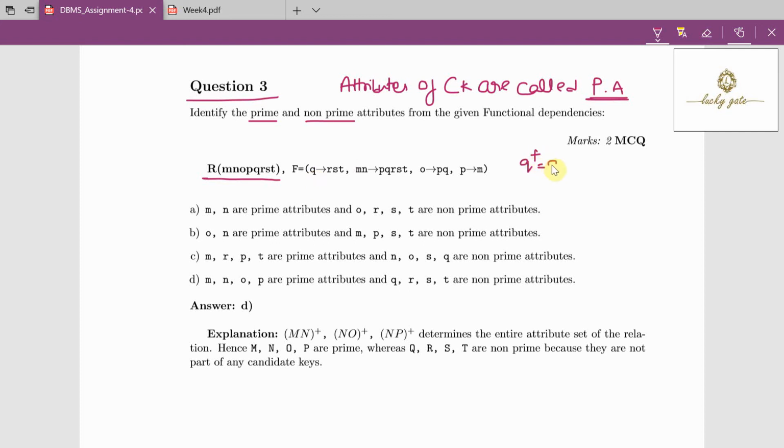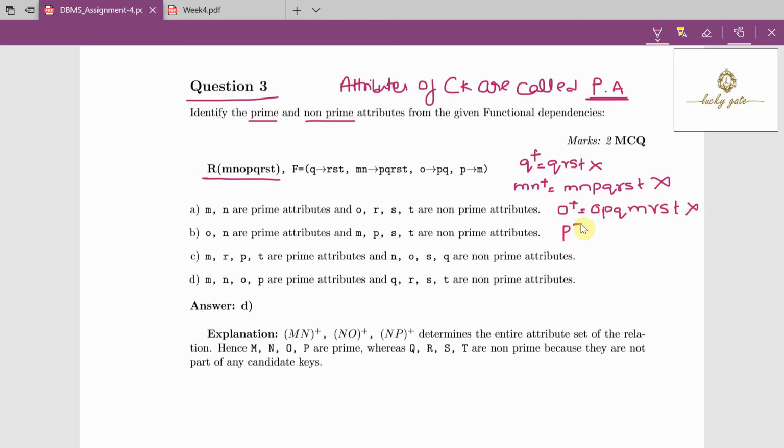What is Q closure? Q, R, S, T, that's it, not all attributes. Q is not a key. You try for MN closure. MN closure is MN, PQRST, but this is not determining O, so it is also not a key. Then try for O closure: O, P, Q and M with QRST, RST, so O, P, Q, M, R, S, T, but N is not there, so O is also not a key.